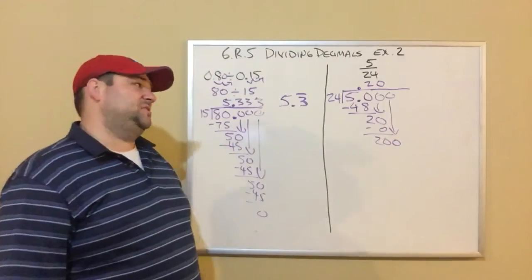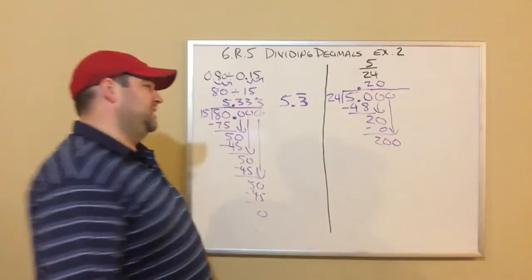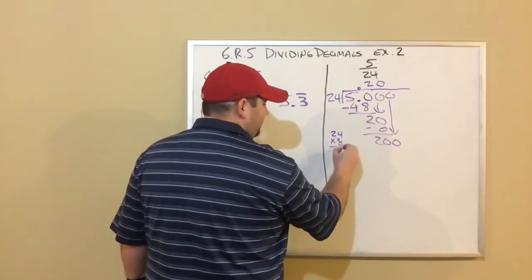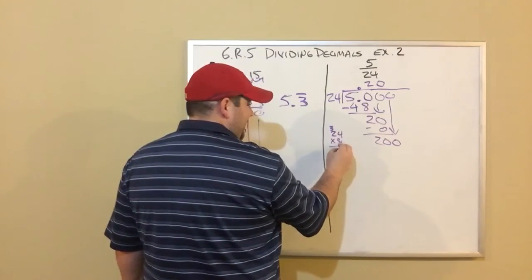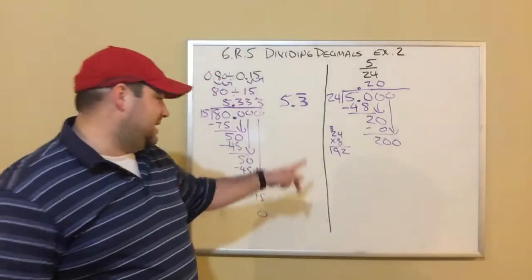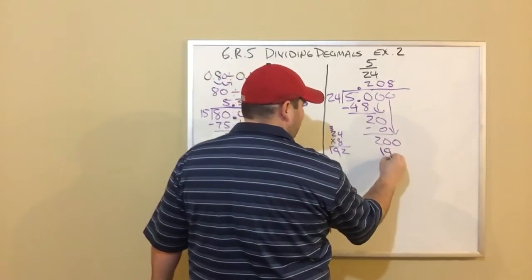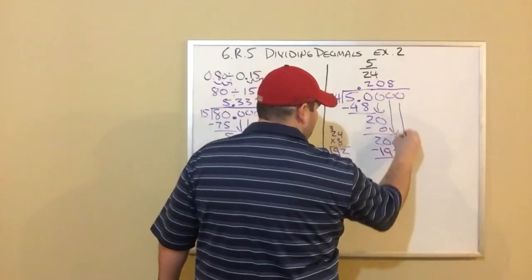How many times? So I know 24 times 10 would be 240. So I'm going to guess it's 8 times. I'm going to come off to the side here and do that. 24 times 8. 8 times 4 is 32. Carry my 3. 8 times 2 is 16 plus 3 is 19. So that makes sense. So it's going to be 8 times. 8 times 24 is 192. Subtract, I get 8. I'm going to bring down another 0.